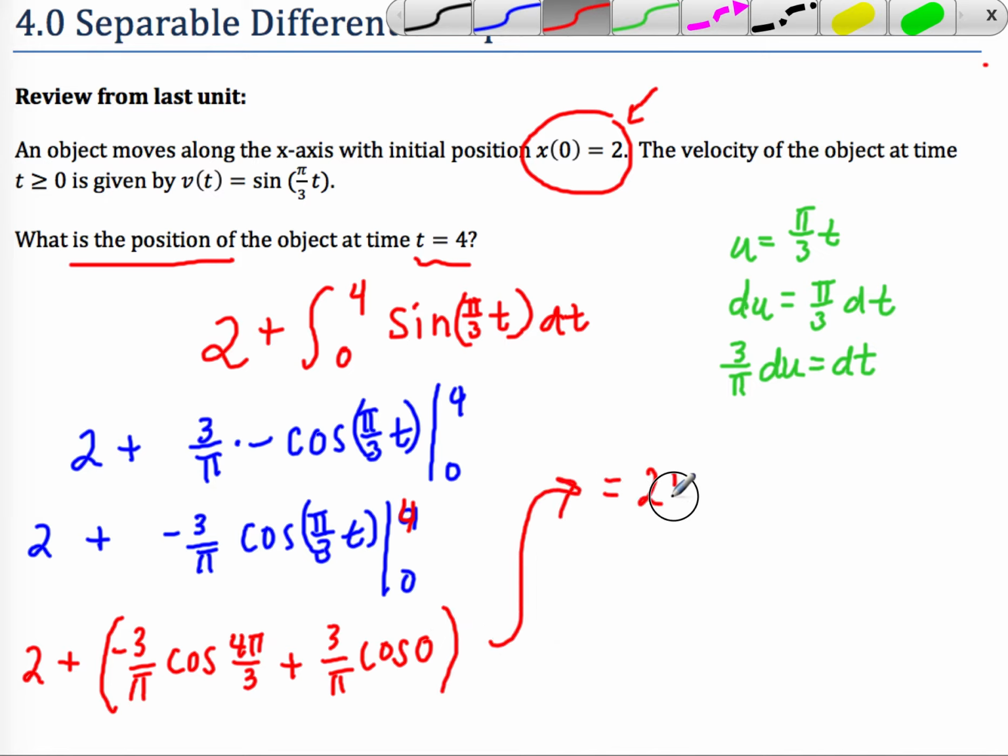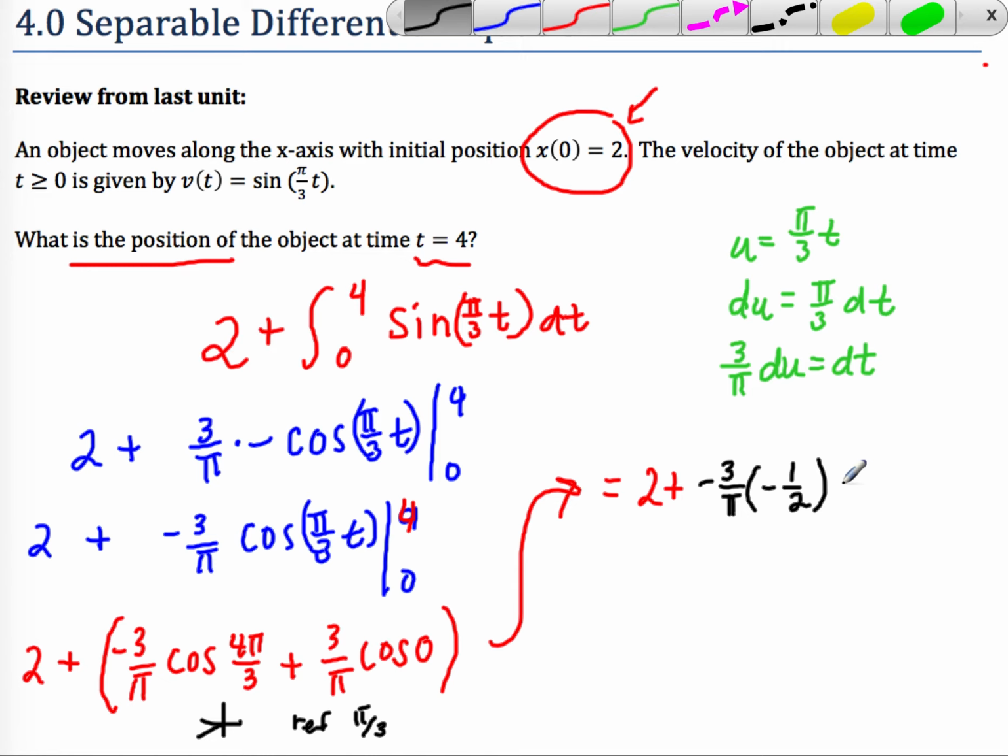So that's going to give us 2 plus, and 4 pi by 3, this is bringing us back to trig. 4 pi by 3 lands us in this quadrant here, so all students take. So that means our cosine is going to be negative. So we have negative 3 over pi times a negative value here. And then cosine 4 pi by 3, the reference angle is just pi by 3. So I know the cosine of pi by 3 is just going to be 1/2.